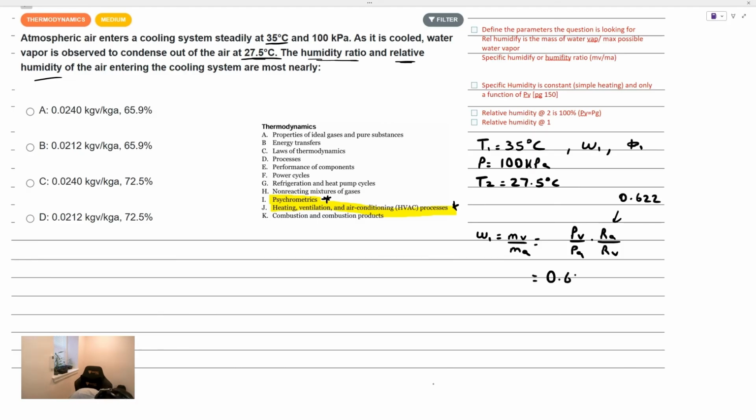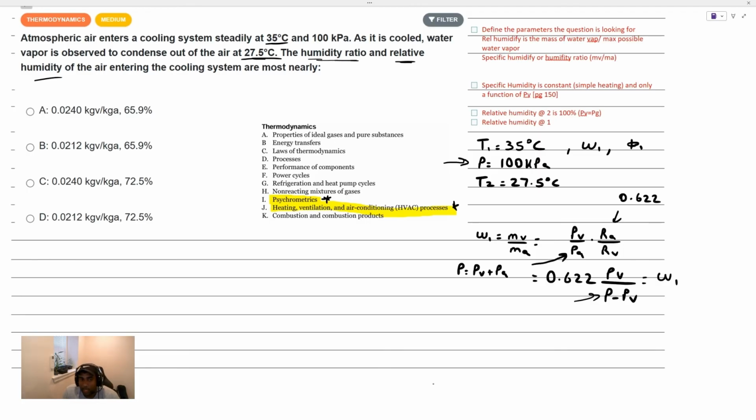So it's essentially 0.622 PV divided by the partial pressure of the dry air. Remember the relationship that the total pressure is just the sum of the component pressures, the water vapor and the dry air components. So if we want to write this as a function of the partial pressure of the water vapor, we can plug in that relationship. You see that omega is really just a function of the partial pressure of the water vapor, and the total pressure usually doesn't change in these systems. It's 100 kilopascals at the first state. It remains that at the second state. That's why I just label this as P.